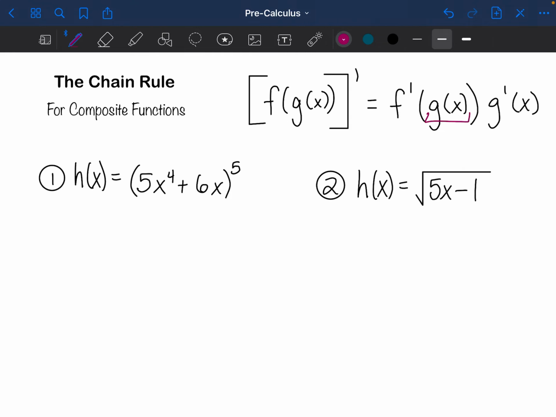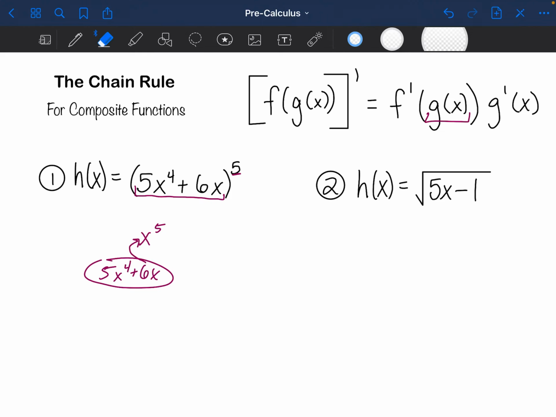G of x is within, just like this chunk right here is within the parentheses that's to the fifth power. So it's kind of like we have f of x is x to the fifth, and then our g of x is that 5x to the fourth plus 6x, and that is just going to get plugged in for x instead. So it's composition of functions, one function within another.